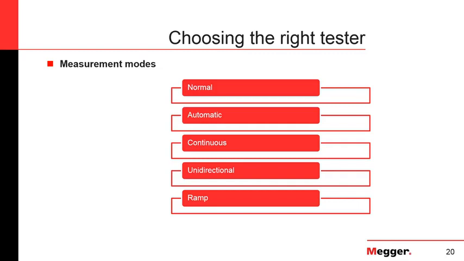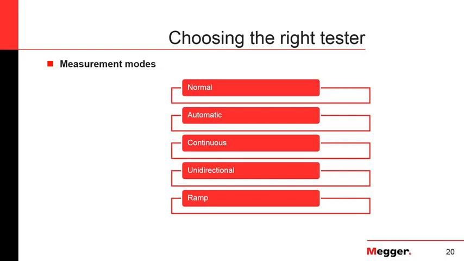Normal mode will inject the current in both directions, and I would say this is for modern micro-ohmmeters. As in the past, the instrument would inject the current in only one direction. But again, in the modern meters, the normal mode will inject the current in both directions for a given period of time. It will take those two readings, and it will take the average and show that to the user.